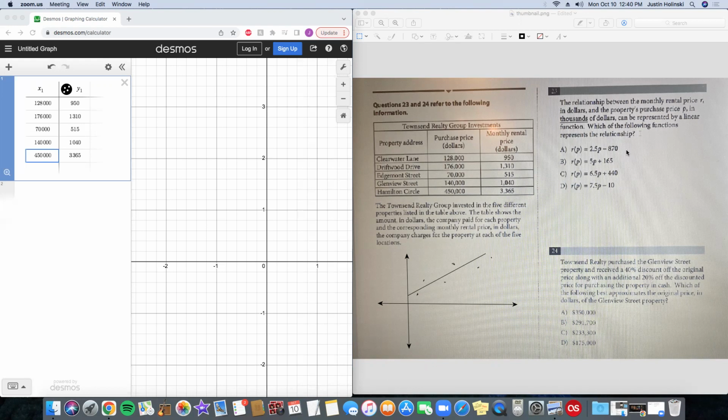We have no idea what it could be, but we're going to use Desmos, this nifty graphing calculator tool I have open on the right side of my screen, on the left side of my screen, to help us create that equation. So what I did is I already inputted all the data values. The purchase price in dollars would be all of our X values, and the monthly rental price would be all of our Y values. Desmos is a really, really powerful tool in this case, because it can take all of these values and create an equation that best fits all of our data values.